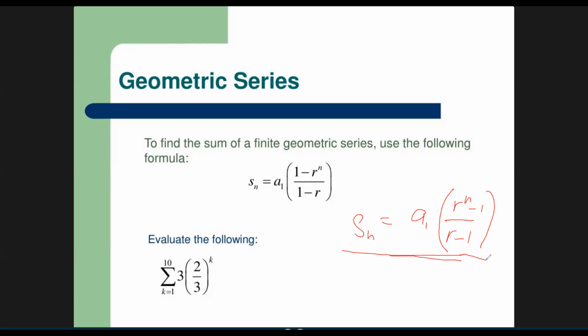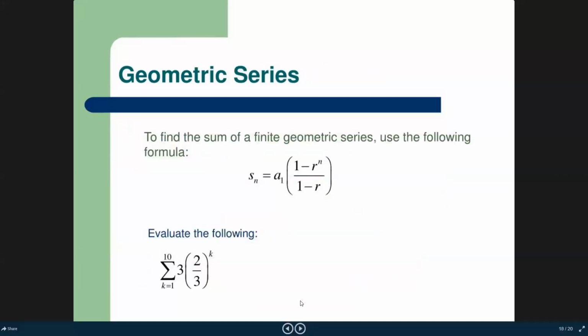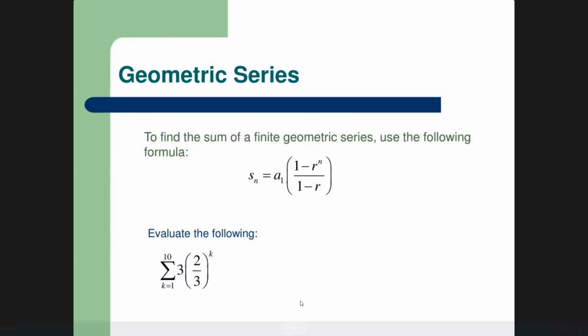So let's see. This is an example they're giving you here. Evaluate this. So let's say you have to evaluate something like this. You can do several things. You can put a 3 outside, out of the summation sign, and then evaluate 2 over 3 to the k power from 1 to 10. That's a very long series, right?